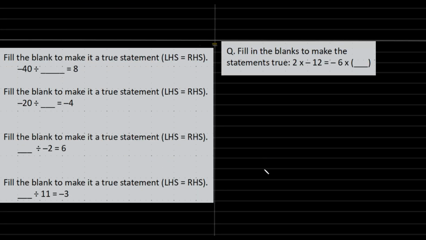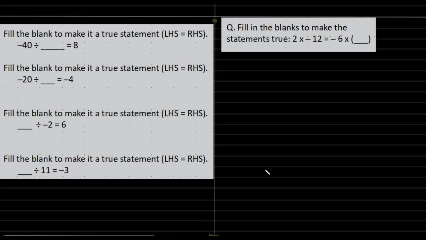Okay. Fill the blank to make it a true statement. Right? So negative divided by what will be positive? Negative. Is it not? So here 40 divided by what is 8? Right? 5.